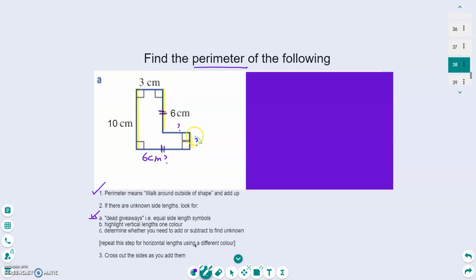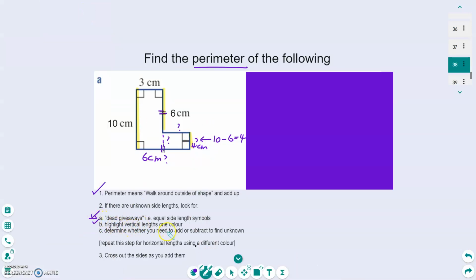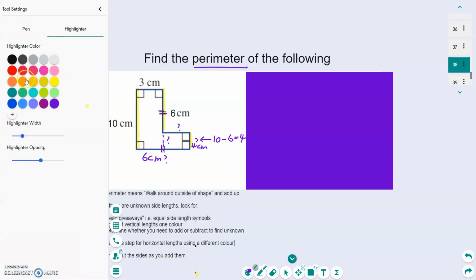So we're just looking at the vertical yellow lengths. If the whole thing is 10, and we don't know that bit, we can say that it's 10 take away 6, which gives the remainder, 4. So I'm just going to carefully label in 4 centimeters there, because that's what we know. Now we have done that step: highlight the vertical lengths, determine whether you need to add or subtract to find the unknown. It was the leftover bit, so we subtracted. And then we just repeat this for the horizontal lengths, which I'll show you.